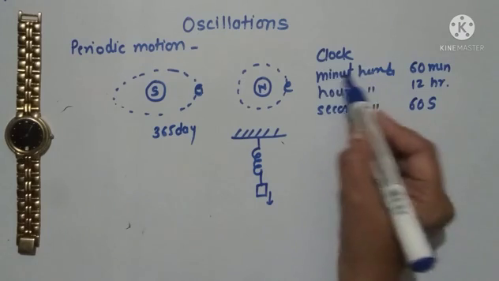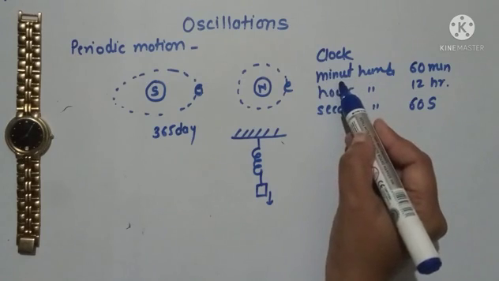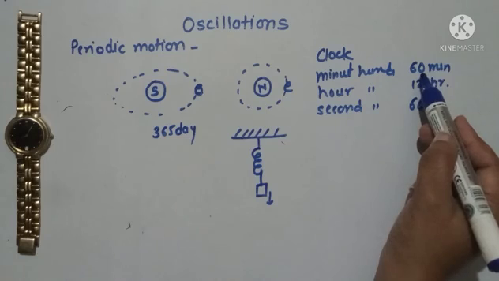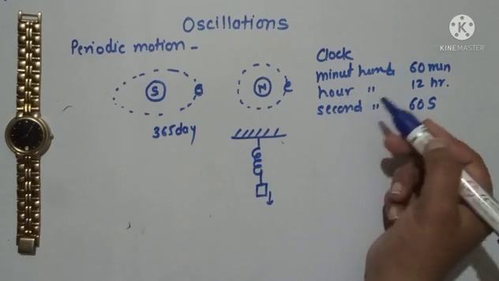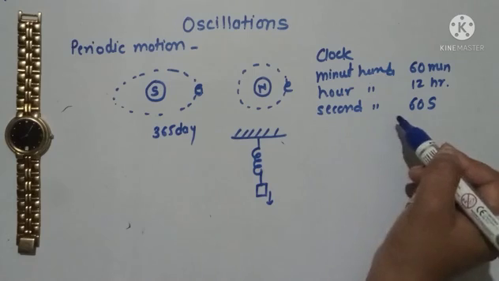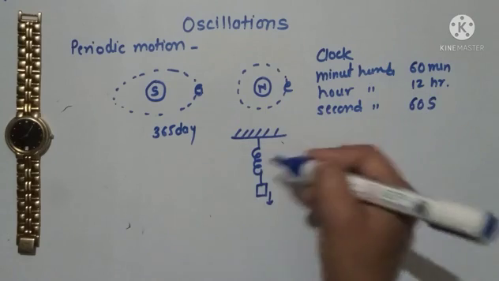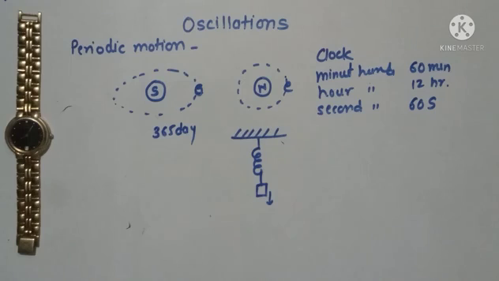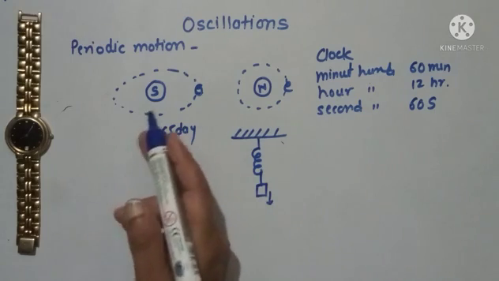If you consider a clock, in a clock we have a minute hand, an hour hand and a second hand. The minute hand has a periodic motion of 60 minutes. It means that every 60 minutes the minute hand will come into the same position where it started. The hour hand comes to the same position after 12 hours, and similarly the second hand comes back to the position where it started every 60 seconds. Such types of motions are called periodic motions. In day-to-day life we come across an enormous number of these periodic motions.